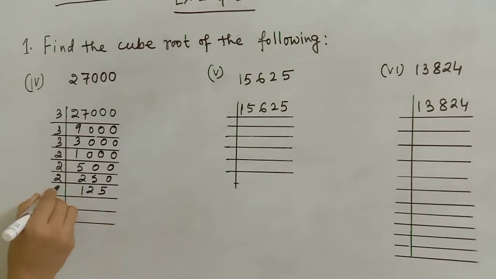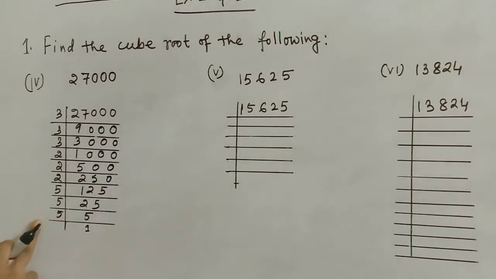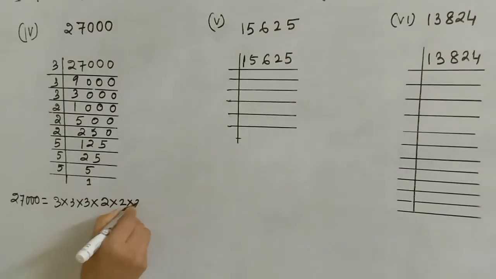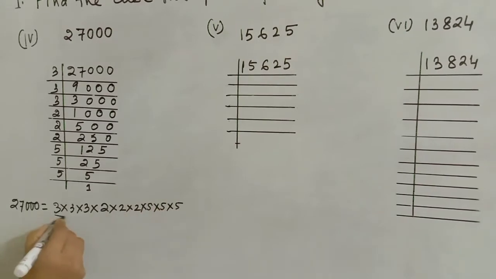Now this number you can divide only by 5. So 5 fives are 25, 5 fives are 25, 5, 1. So these are the prime factors of 27,000. Now you have to write the number in this way: 27,000 equals 3 × 3 × 3 × 2 × 2 × 2 × 5 × 5 × 5. So 3 will come 3 times, 2 also 3 times, and 5 also 3 times. So you can see the triplet.